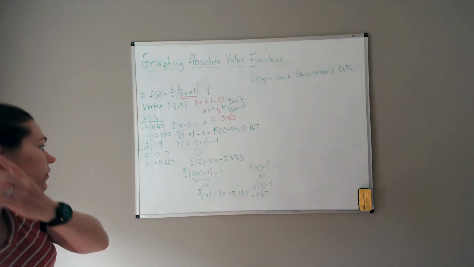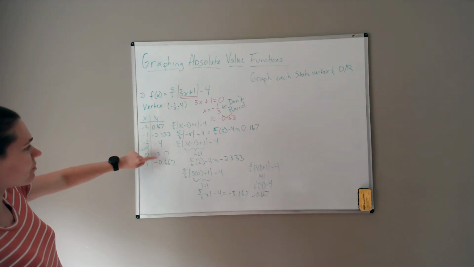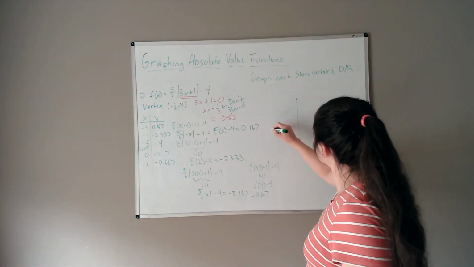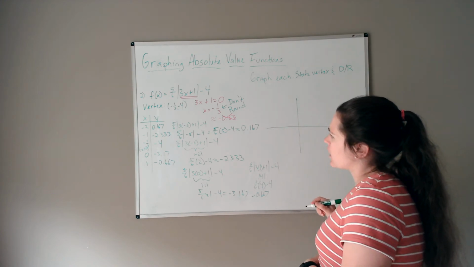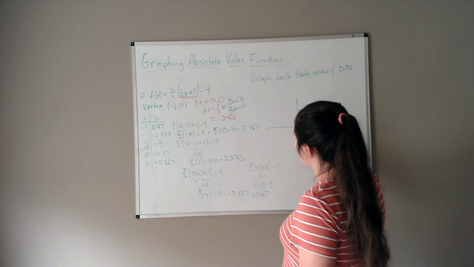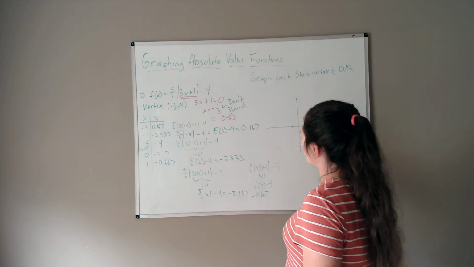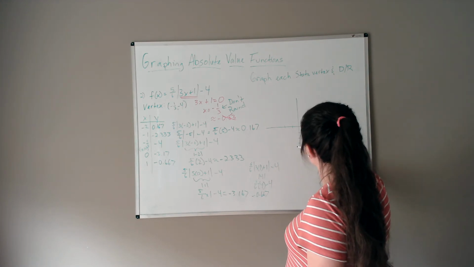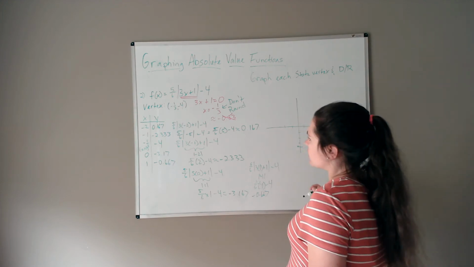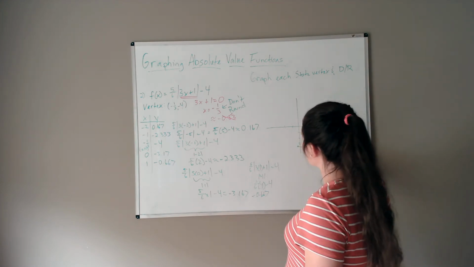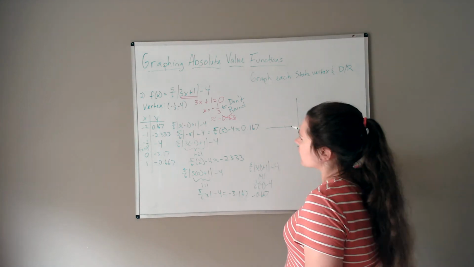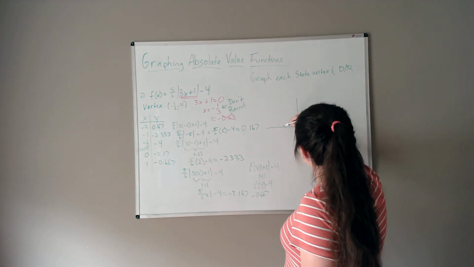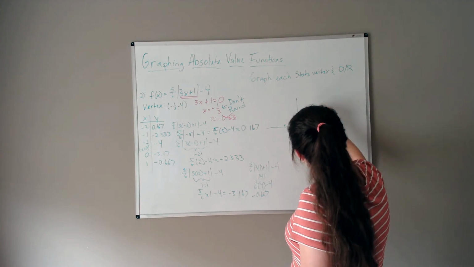Notice in your table of values, your y values are getting bigger from the vertex. That's because a is greater than 0 there. So now we just plot this. Negative 1/3 is negative 4. 0 is negative 3.17. 1 is negative 0.667. Negative 1 is negative 2.33. And negative 2 is 0.167. And we make our V.